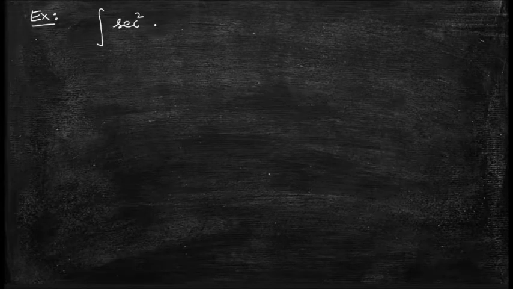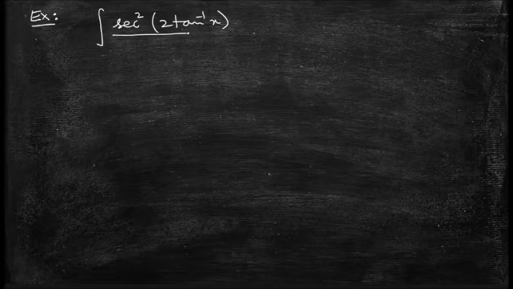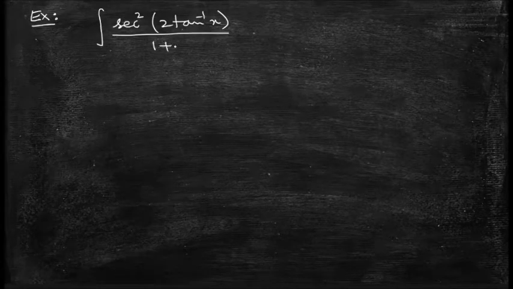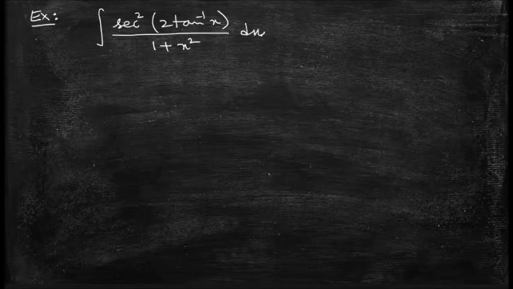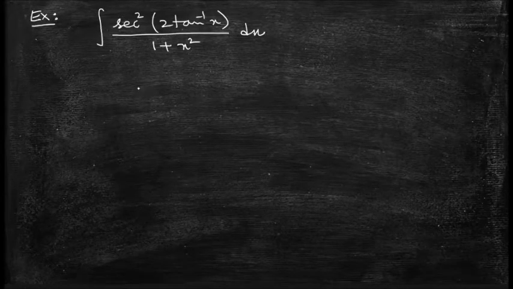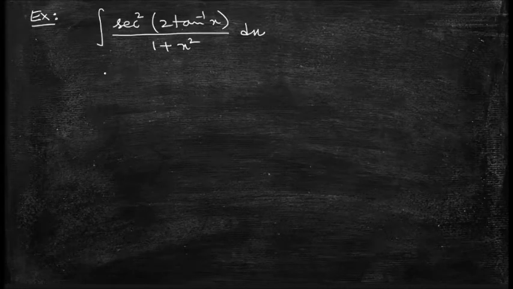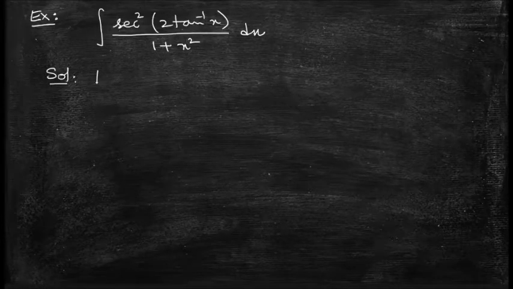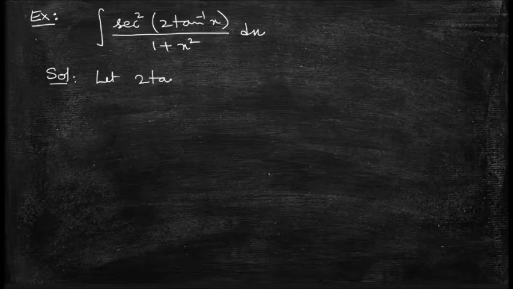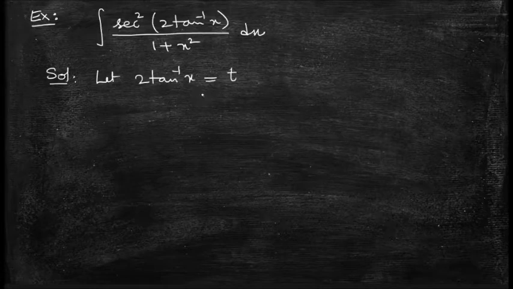Integration of secant square of 2 tan inverse x by 1 plus x square dx. If you look into the problem, in the bracket 2 tan inverse x is given. So I am taking, let 2 tan inverse x be equal to t.